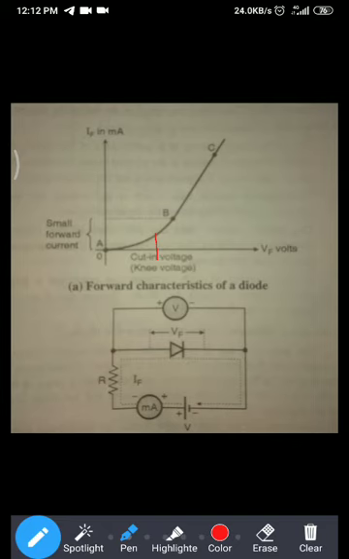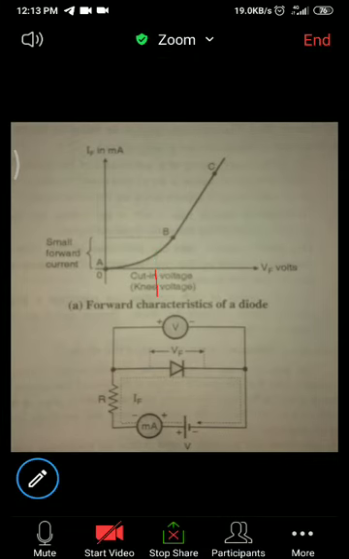After cut-in voltage, the current starts flowing through the diode. Okay, so this is your forward VI characteristic of diode. This is in the first quadrant of the graph. We know that there are four quadrants, quadrant 1, 2, 3, 4. So here current and voltage both are positive, hence the graph is in first quadrant in this way.